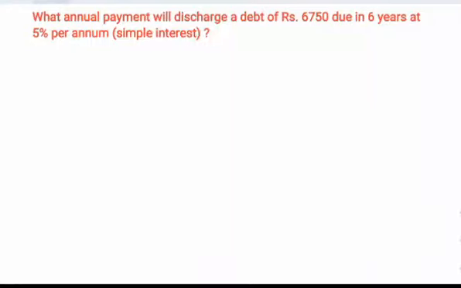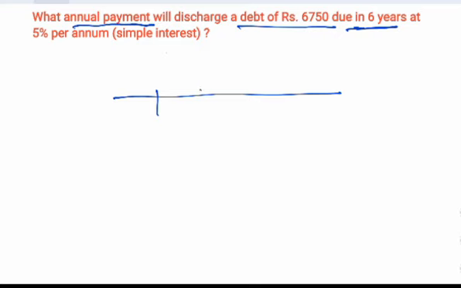So the question says that there is a debt of 6750 rupees which is due in 6 years. But what annual payment will discharge that debt? That is, it means that there's a debt which is due.